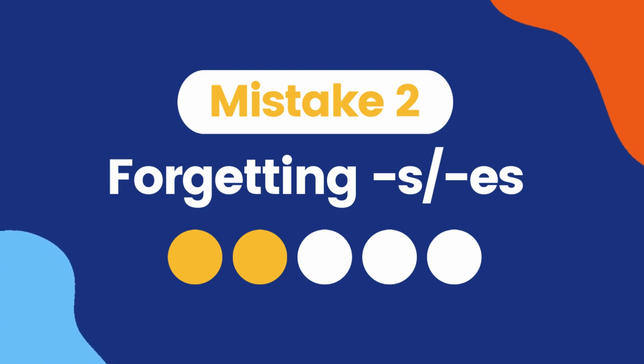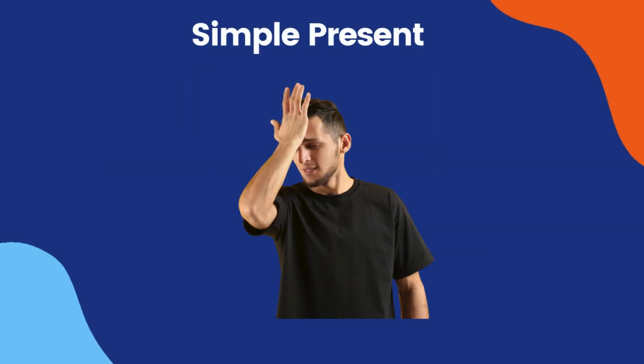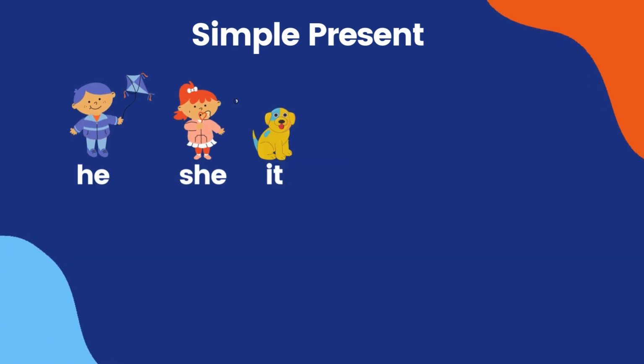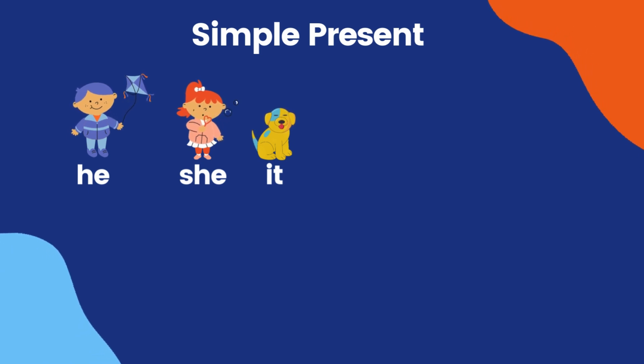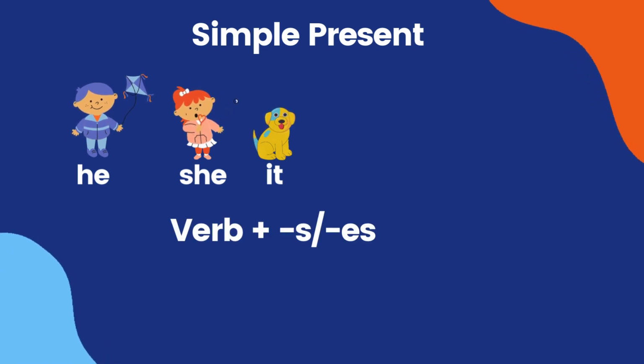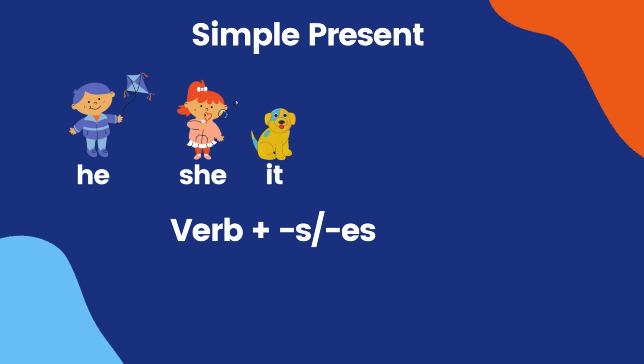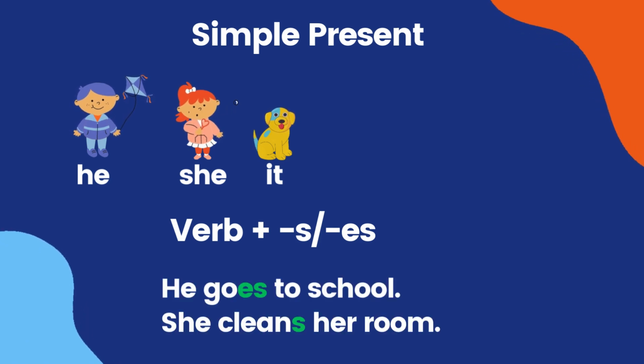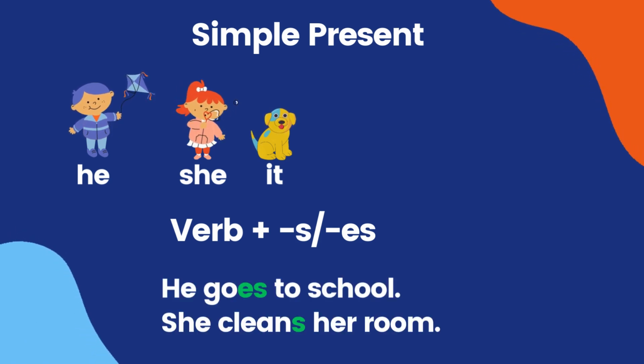with he, she, and it. This is one of the most common errors because in many languages, verbs never change. In present simple, for he, she, and it, we always add S or ES at the end of verbs. He goes to school. She cleans her room.